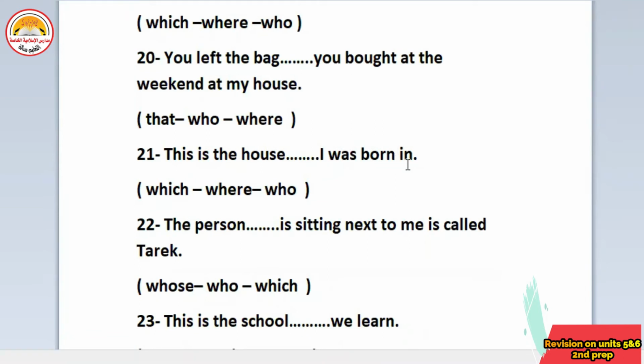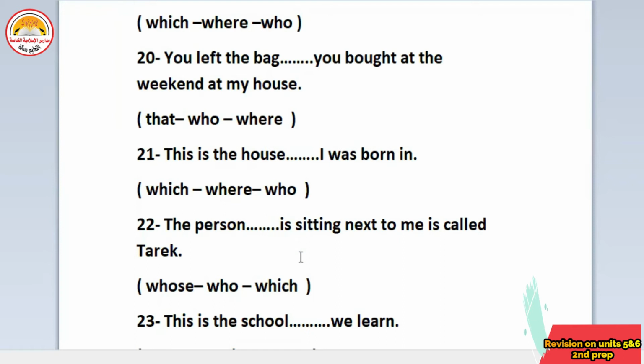If we give description for the place or give extra information about the place, we use which. For example, this is the flat which my father bought. Why here we said which? Because here we give extra information about this flat. Another example: this is the school which is near my house. Here we give a description for that place, so we use which. So number 21, this is the house which I was born in.